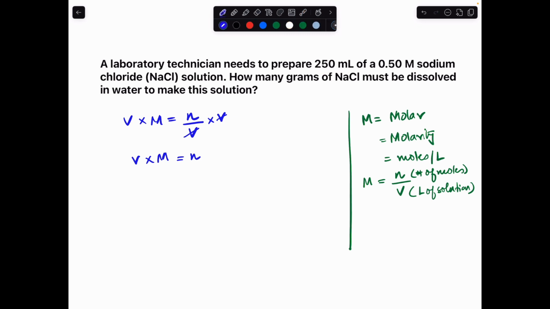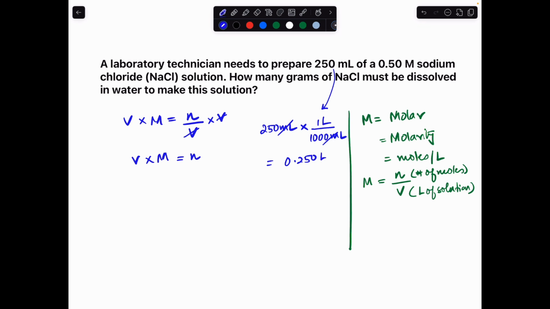So let's go ahead and do that. 250 ml, to change it to liters, we need to multiply by a conversion factor. If you look up a table, 1000 ml is equal to 1 liter. So we put 1 liter on top because we're solving for liters, and we put 1000 ml below. That way the ml cancels out, and this simplifies to 0.250 liters. So there you have it.